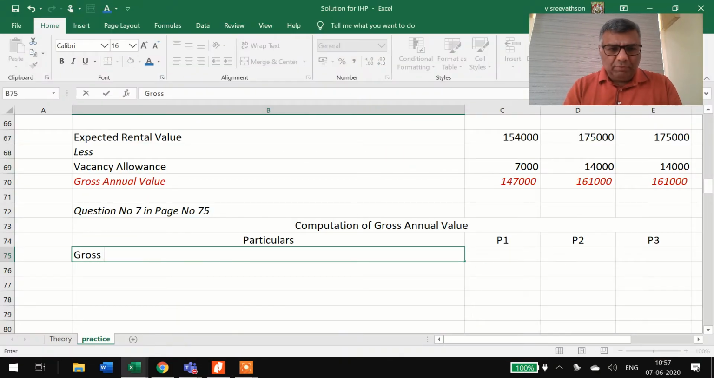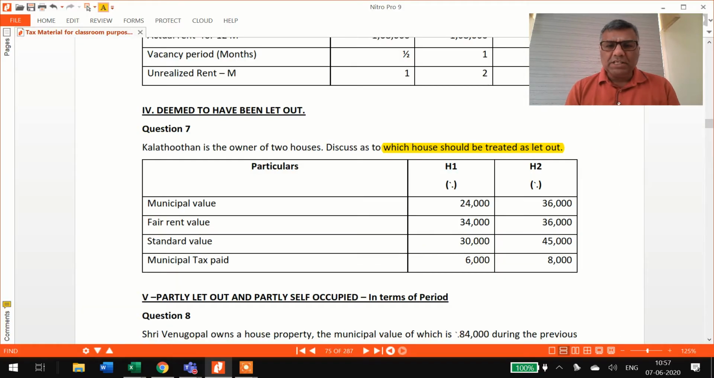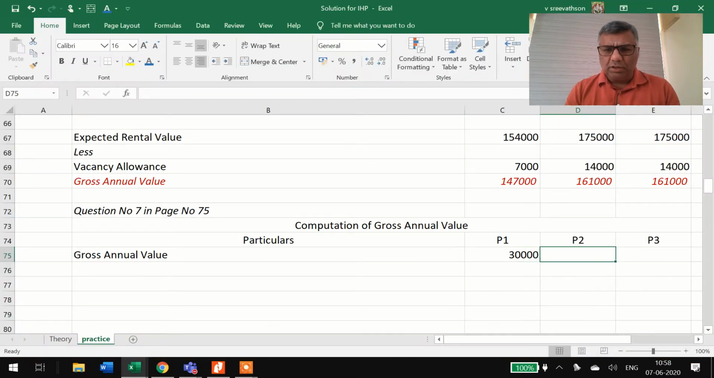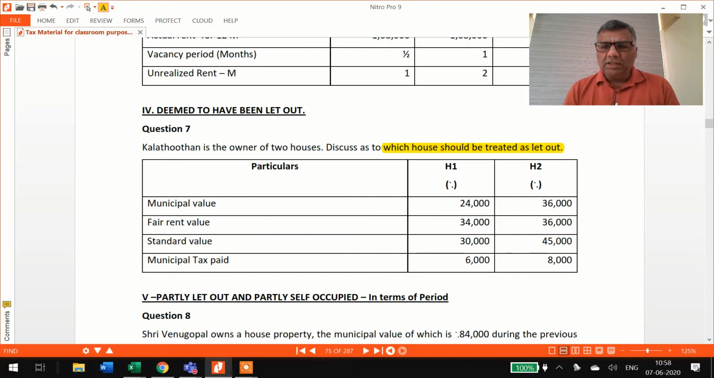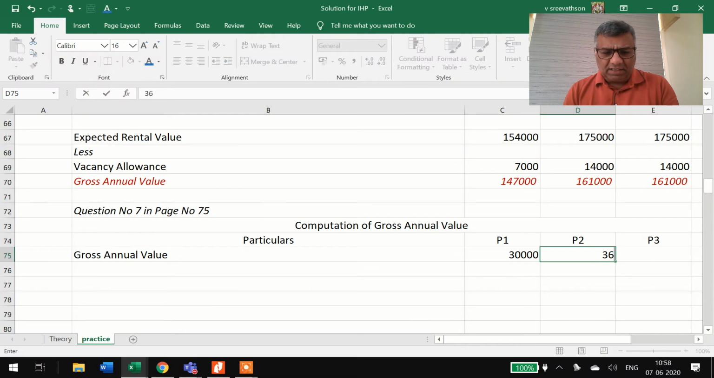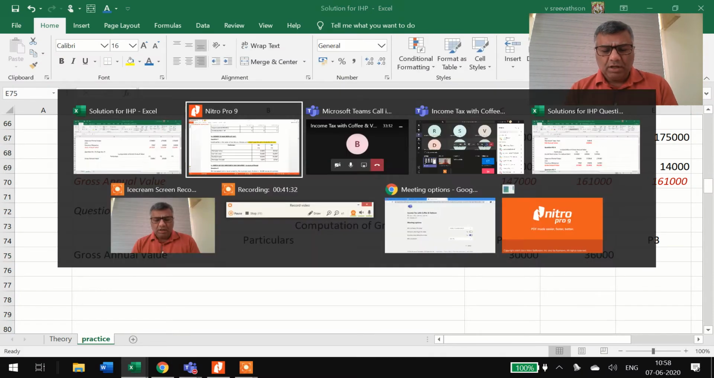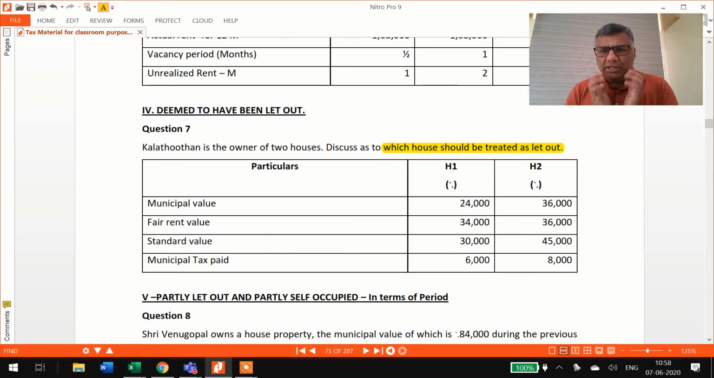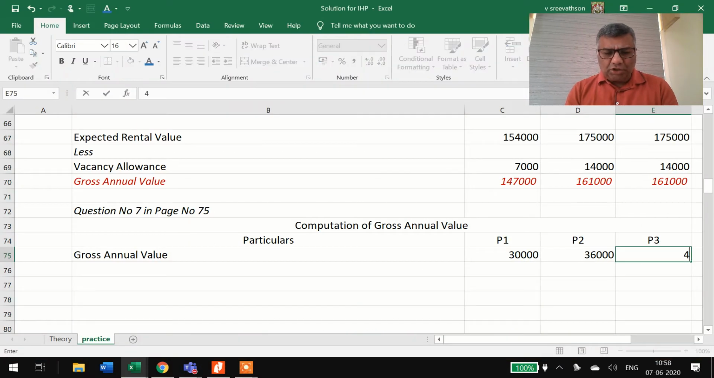Gross annual value of the three properties. First property: 24 or 34, whichever is higher, 34; 34 or 30, whichever is lower, 30,000. Second: 36 stands. Third: 40, 48, 48 stands; 48, 42, 42,000 stands.